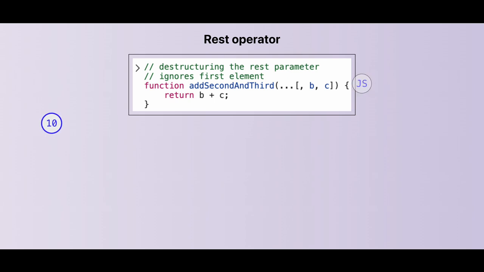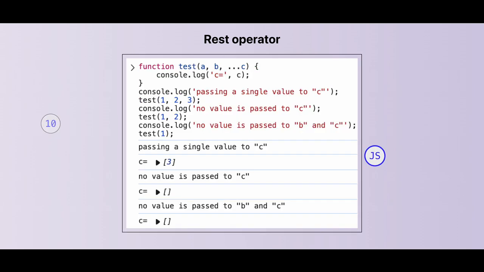Cool. What happens if I pass a single value to the rest parameter? Will it be used as is? No, even if you pass a single array, the value is bundled in an array. If no value is passed, then the rest parameter will be an empty array. Here, parameter C will always be an array.